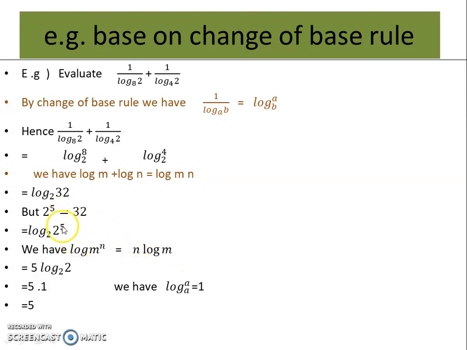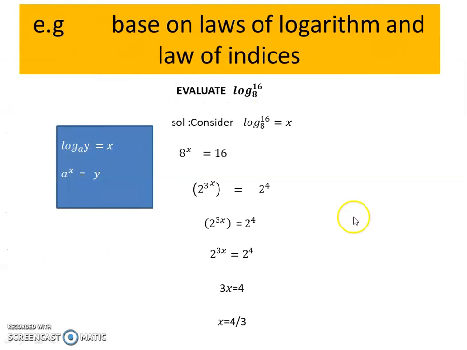So we move this 5 to the left-hand side of the logarithm. We derive 5 log 2 to the base 2. We know that log a to the base a is always 1. That means log 2 to the base 2 gives the value 1. So 5 into 1 is equal to 5. Now we better understand the change of base rule from the above examples.